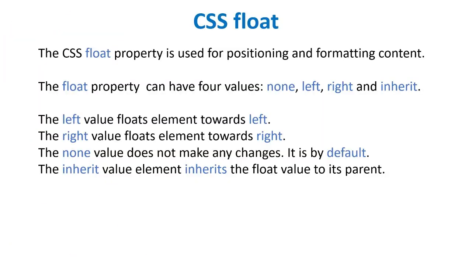CSS float property is used for positioning and formatting content. The float property can have 4 values: none, left, right, and inherit. The left value floats the element towards left. The right value floats the element towards right. The none value does not make any changes. It is the default. The inherit value makes the element inherit the float value from its parent.